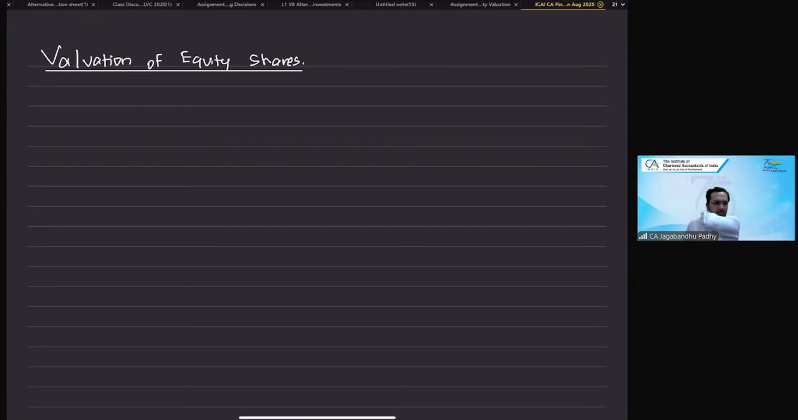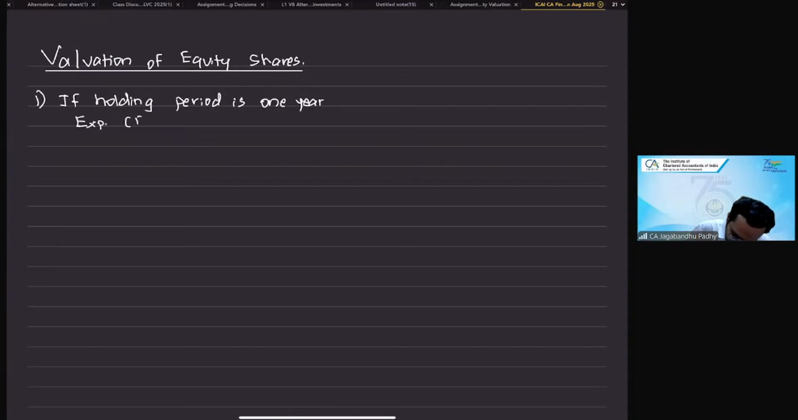Now, there are different approaches depending on what your holding period of the equity share is, right? So the first aspect that we're looking at is if the holding period is 1 year. So if the holding period is 1 year, we can say that expected cash flows... What are you going to expect from that particular security, guys?